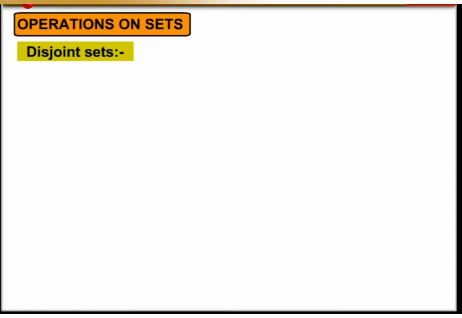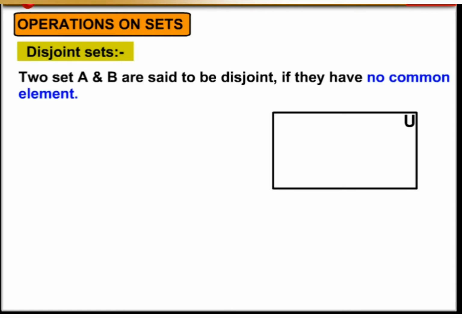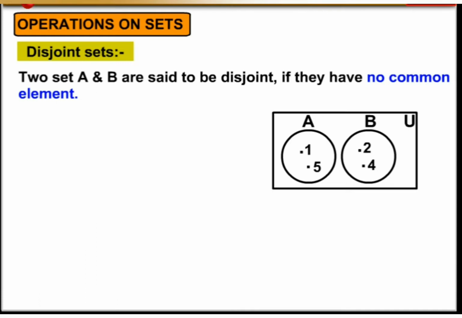Disjoint sets. Two sets A and B are said to be disjoint if they have no common element. So A intersection B is equal to the null set.